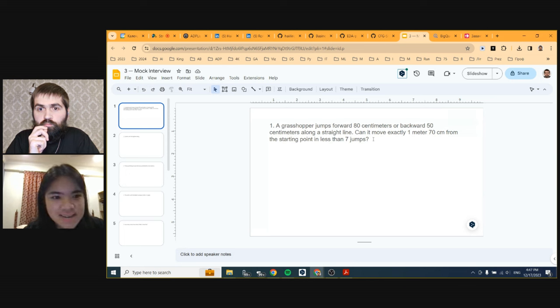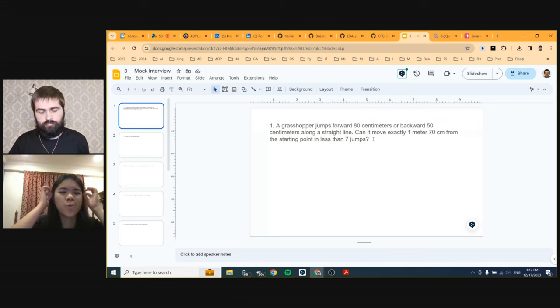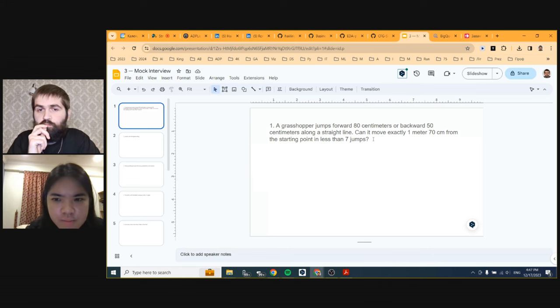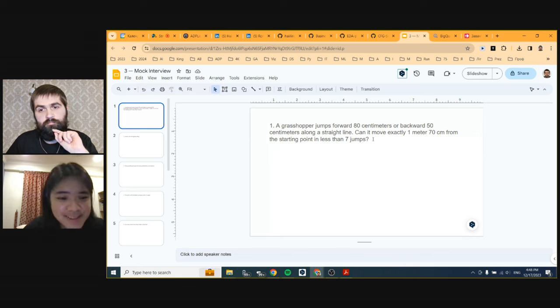Actually, yes. Why? Because if you jump forward 4 times, less than 7 jumps, does 7 jumps count? No, seventh doesn't count. Less. It means less than seven, from 1 to 6. From 1 to 6. Yes. If it jumps backwards 5 times and jumps forward 1 time, then yes, it's 1 meter and 70 cm from the starting point. How did you solve it? 5 times 50 is 250 centimeters. And if you jump forward once, then you minus 80 from 250, which is 170.